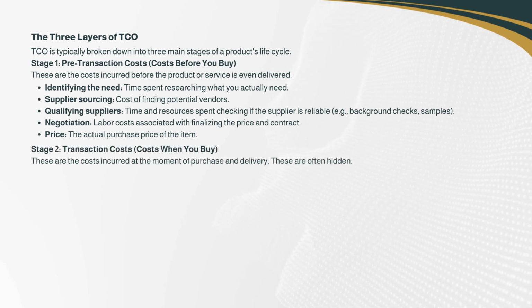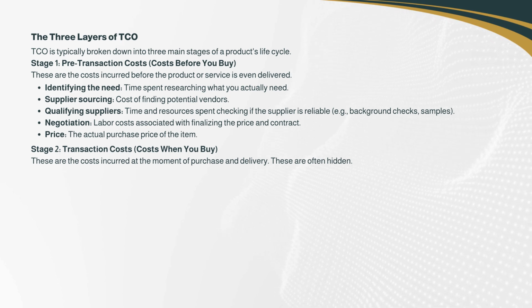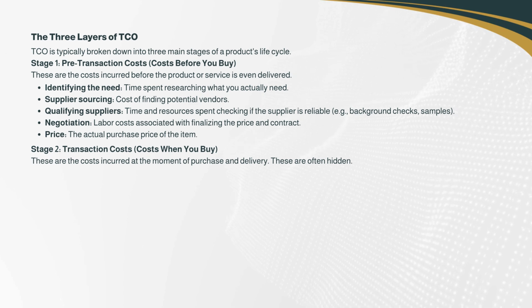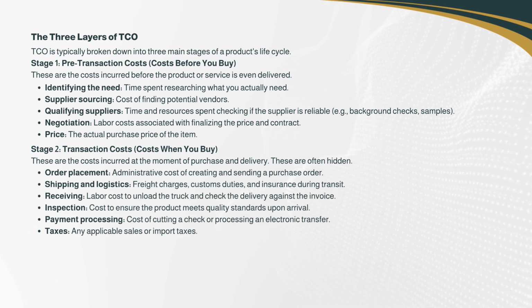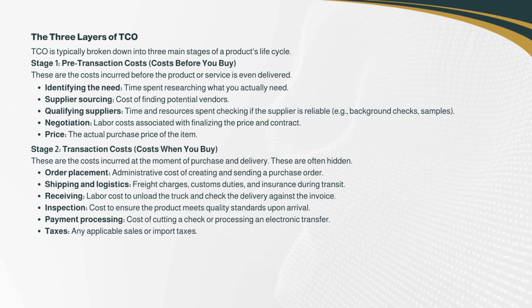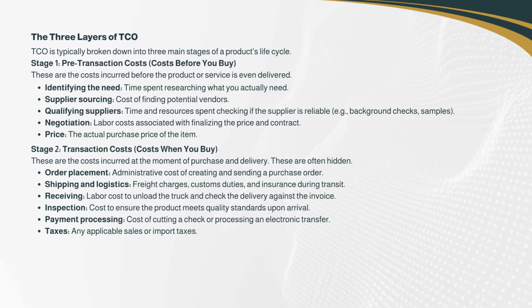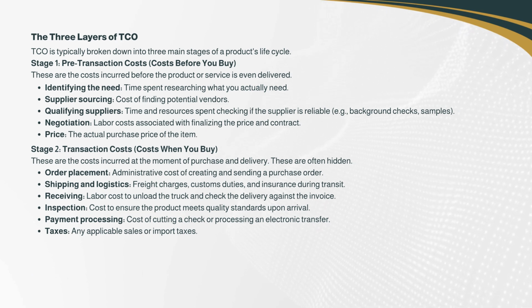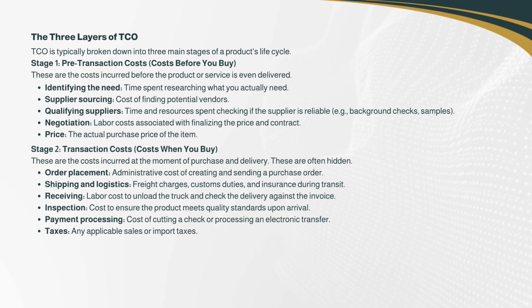Stage 2. Transaction costs, costs when you buy. These are the costs incurred at the moment of purchase and delivery. These are often hidden. Order placement, administrative cost of creating and sending a purchase order. Shipping and logistics, freight charges, customs duties, and insurance during transit. Receiving, labor cost to unload the truck and check the delivery against the invoice.